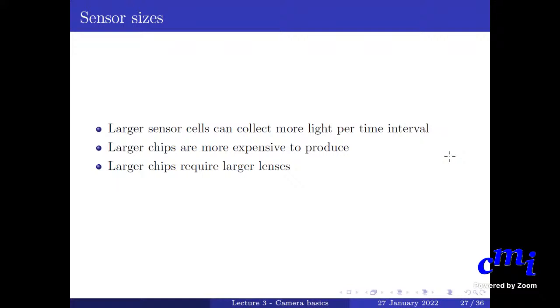So let's talk a little bit about sensor sizes. It is clear that large sensor cells can collect more light. But if you want a large sensor cell, then you require larger chips, which are more expensive to produce. And if you have a larger chip on your camera, then you will require a larger lens, which is also expensive. So if you want large sensor sizes, everything becomes expensive.